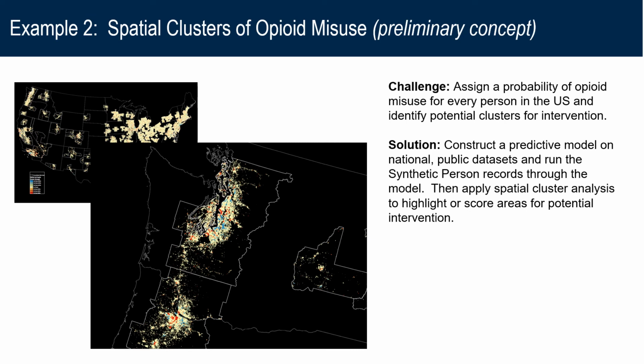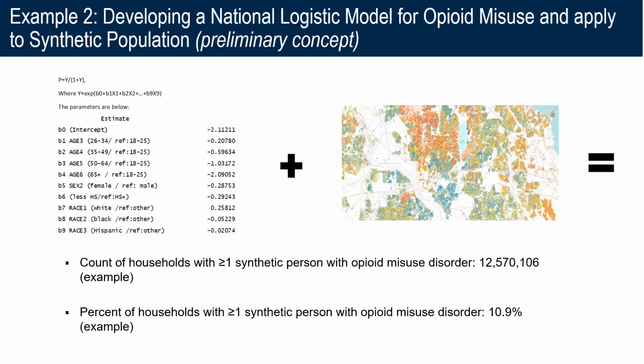In a similar way, but with a slightly more complex logistic regression model, we make predictions for opioid misuse using public survey data. Again, the model is run on every record in the synthetic population, and we inspect select summary data, for example, the estimated total number of households in the U.S. with one or more opioid misuse.